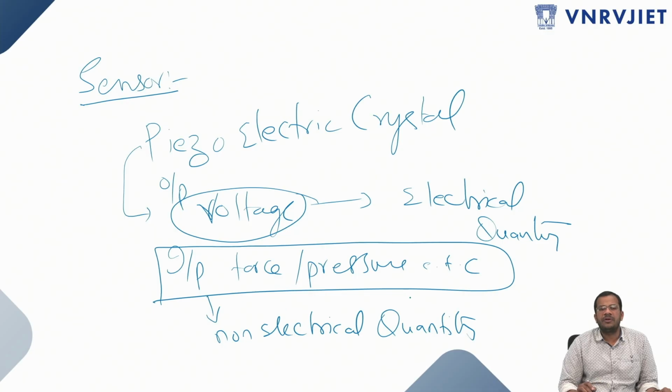So this voltage, whatever you are getting, is nothing but the characteristic. That is, the pressure or force is being represented in the form of a voltage. So this is the characteristics.